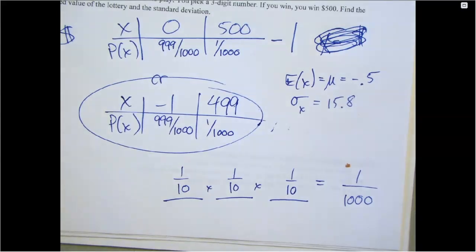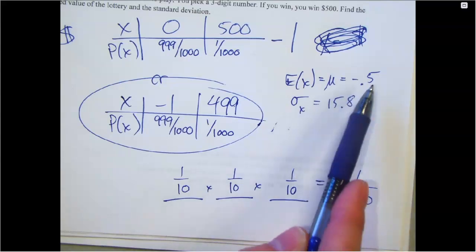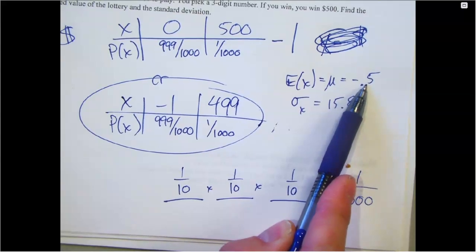Are we getting what I'm getting? Yes, the calculator's working. Should he play this game? Long run, should he play this game? No, because on average, he'll lose 50 cents every time he plays.